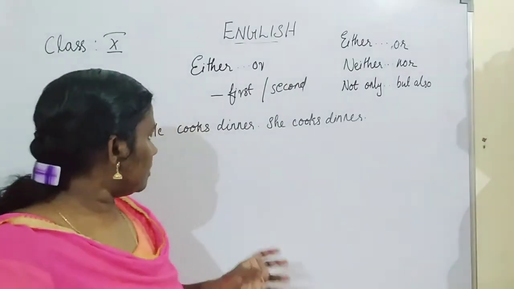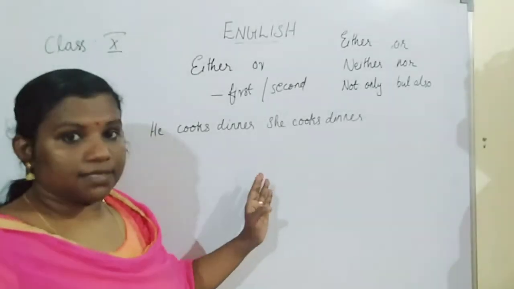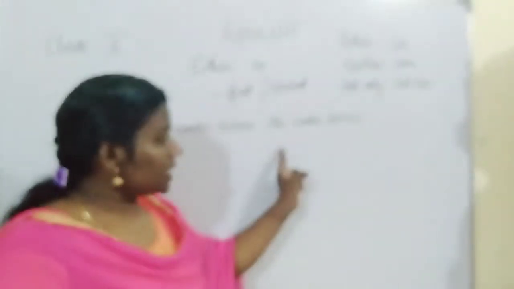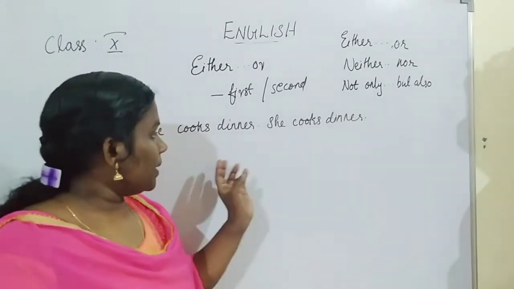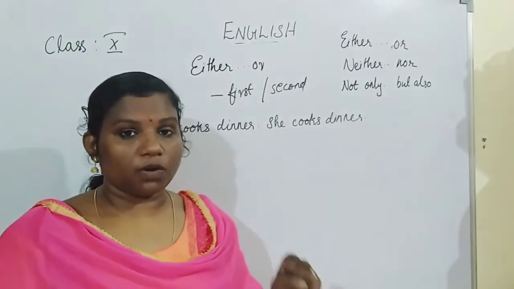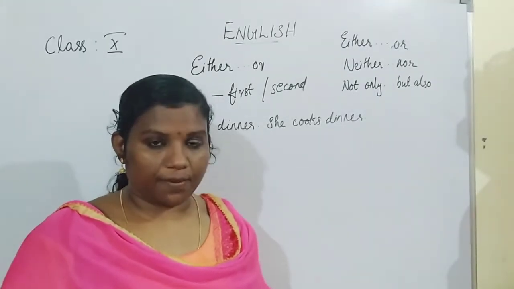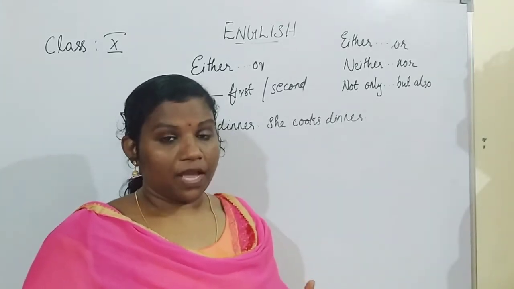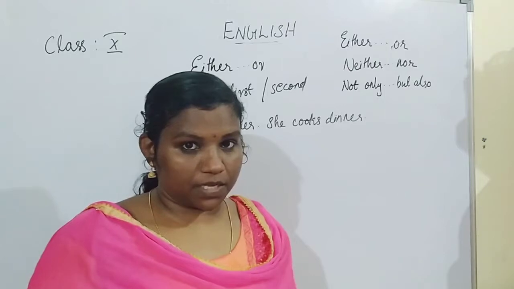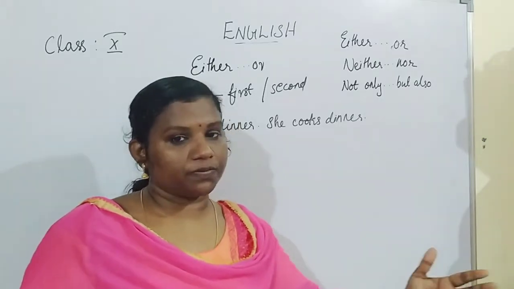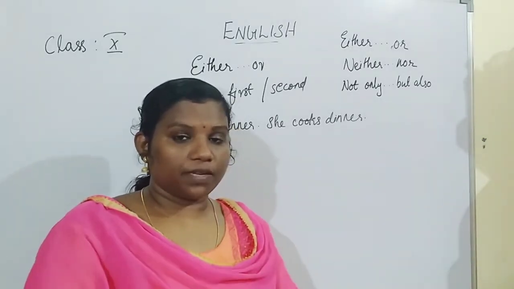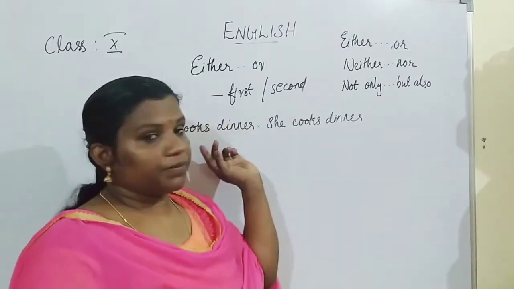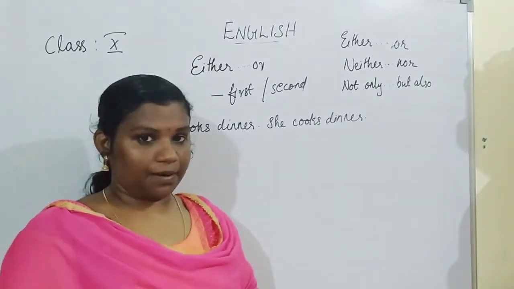Dear students, here in these two sentences, the subjects are different. First sentence subject is he, second sentence subject is she. But both actions are the same, both verbs and both objects are the same. So when we are combining two sentences with the help of either...or, where there are two different subjects or two different verbs or two different objects, those different things or places or persons we have to combine with this either...or.